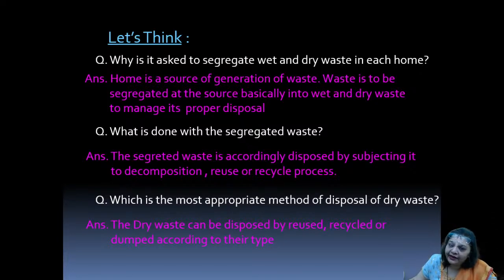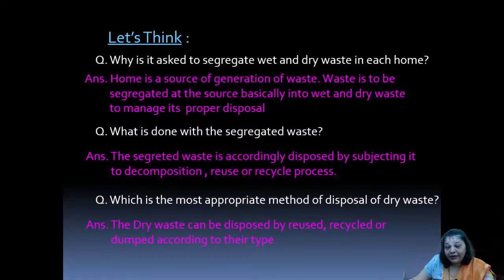Then what is done with the segregated waste? Okay, fine. We have segregated wet and dry waste at the source, that is at home itself. Then what is done with that segregated waste? The segregated waste is accordingly disposed by subjecting it to either decomposition or reuse or recycle process. Got it, all of you? So which is the most appropriate method of disposal of dry waste then? We know wet waste consists of the organic waste, which can be easily decomposed and converted into compost, right? What about the dry waste then?